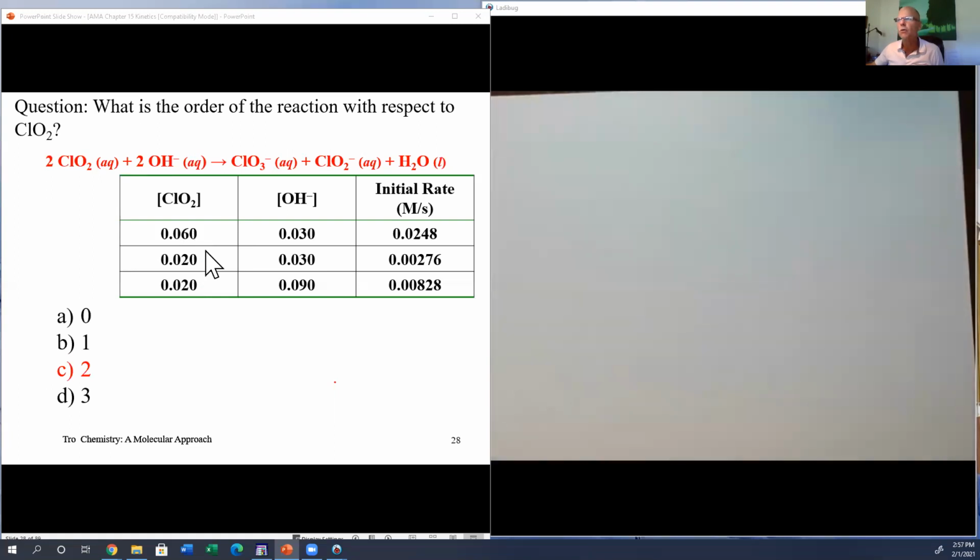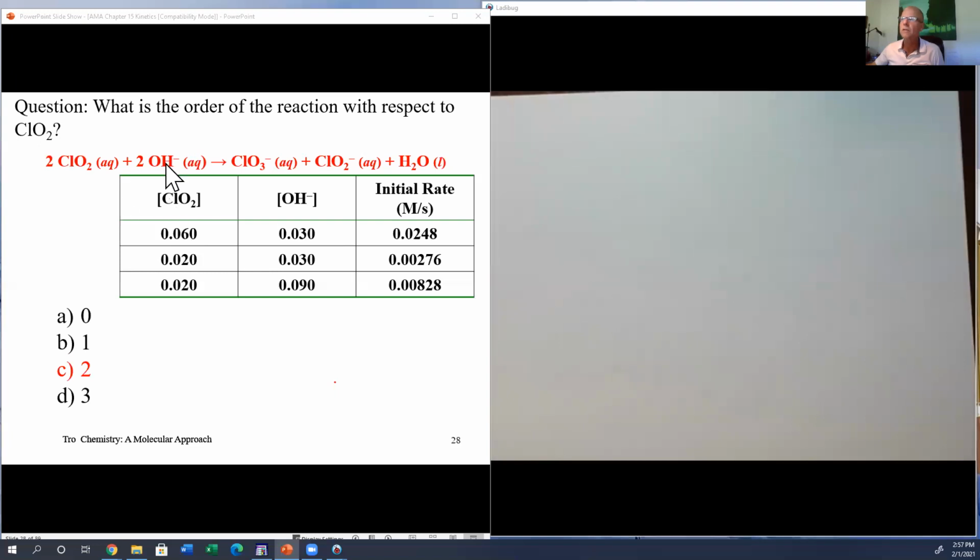If a first order reaction were to go down by a factor of 3, the rate would go down by a factor of 3. If a second order reaction concentration were to go down by a factor of 3, the rate would go down by a factor of 9. Exactly right. So since this went down by a factor of 3, and this went down by a factor of almost 10, it's not quite 10, it went down by a factor of 9, then you know that it's second order with respect to ClO2.